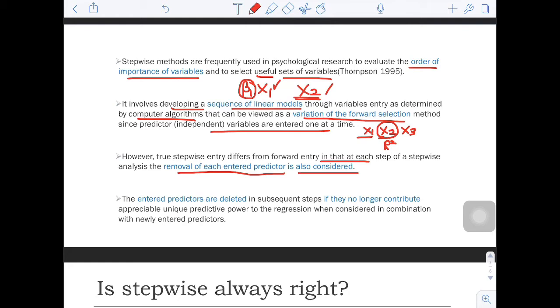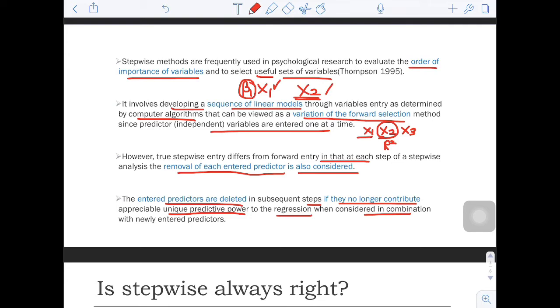The difference is, in forward selection, you have only entering variables. There is no removing variables. So the entered predictors are deleted in subsequent steps if they no longer contribute a unique predictive power to the regression when considered in combination with newly entered independent variable.